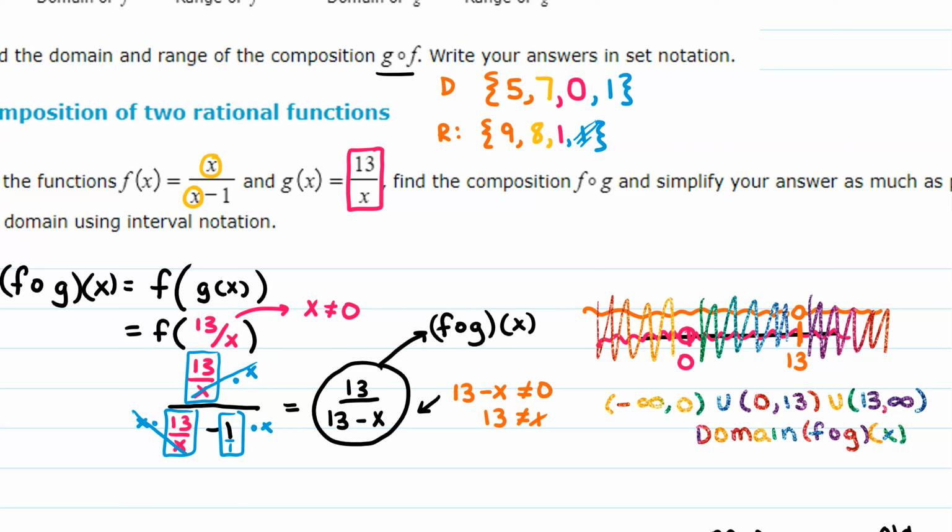So again, when you're looking at composing two functions, whatever function you put in as the argument of another function, so in this case g, you have to look at that guy's domain. Then you do your composition, simplify, and then you have to look at the domain for that.